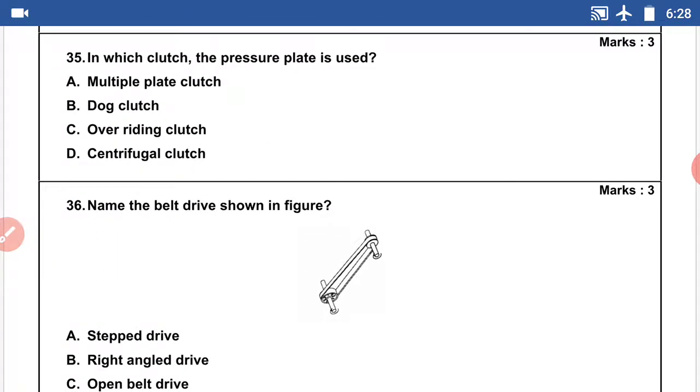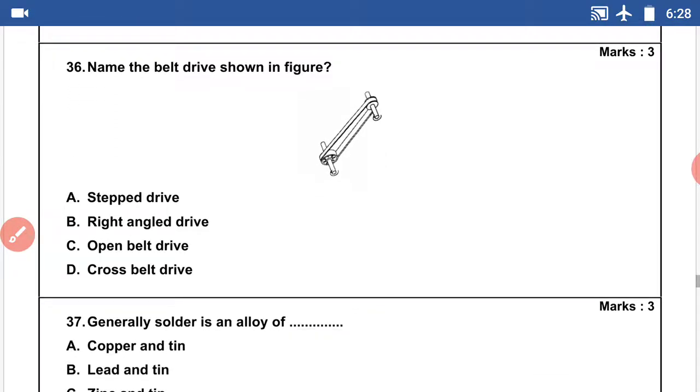In which clutch the pressure plate is used? This question answer multi-plate clutch. Option A correct answer. Question number 36. Name the belt drive shown in figure.